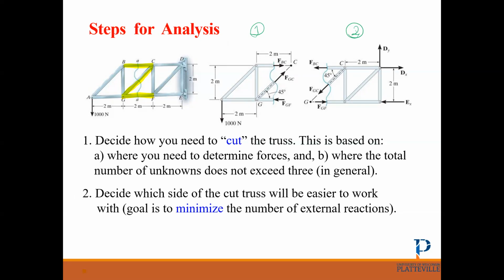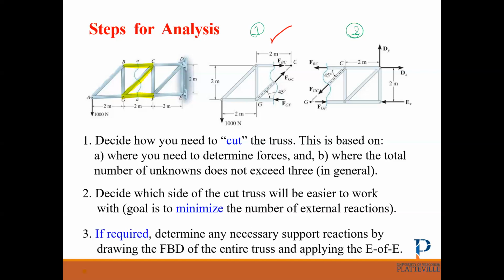So the next step is to determine which section is easier to solve. Again, it doesn't matter which section you analyze, you get the same answer. But it's way easier to pick the one with the lower number of external reactions and external loads. The next step is to determine the support reactions if we need them. For example, if you pick the right side, or number 2, we need to find the reactions first.